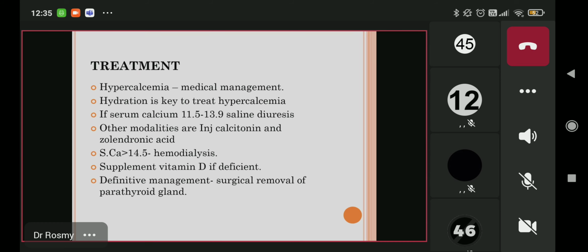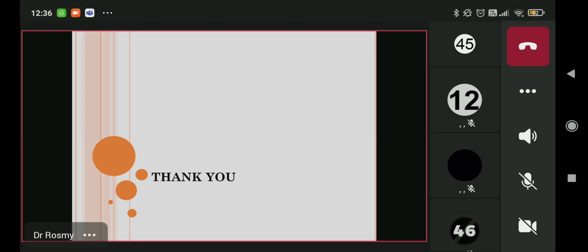And in the meanwhile, while you are doing all these things, you send a sample and identify whether the patient is having vitamin D deficiency. If there is a deficiency, you supplement vitamin D. If not, then please don't supplement vitamin D. Then definitive management is surgery. So surgical removal of the gland has to be done.